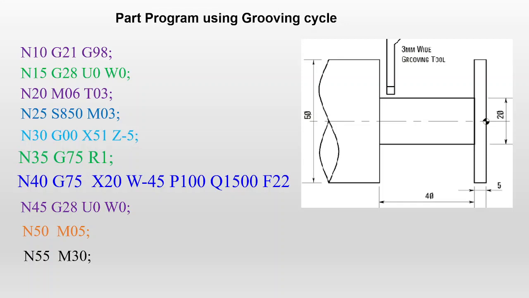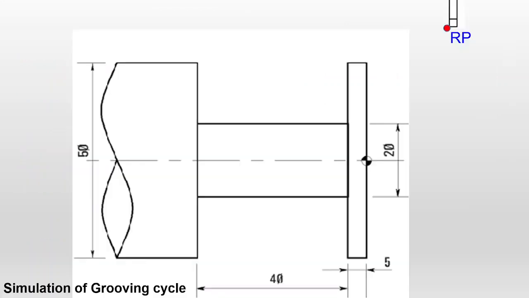Now for clarity I want to show the simulation, how it will work. This is the workpiece. Now the tool is at the reference point. Now the tool will come to the tool entry point. Then the tool will move up to the 20 mm, then it will come out. Then in the Z direction it will take the 1.5 mm step. Then again it will make the grooving operation.